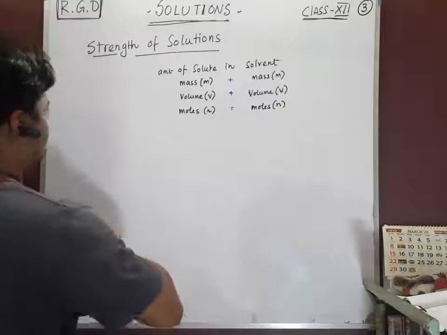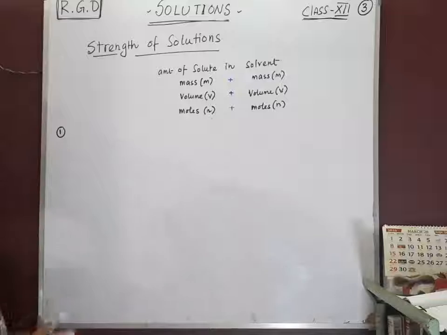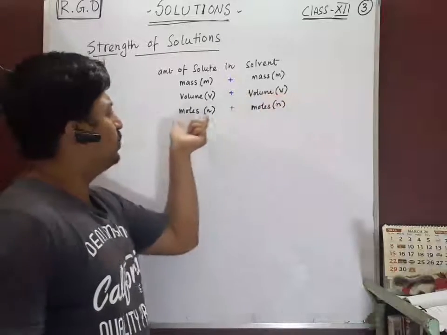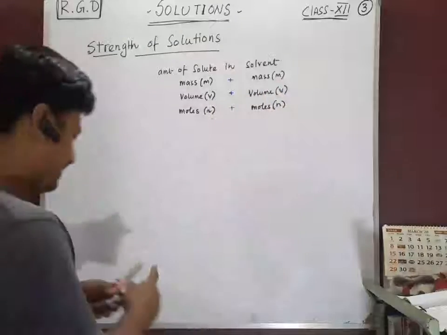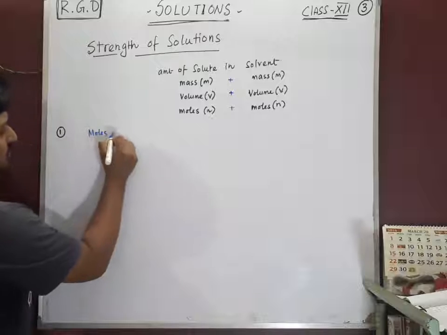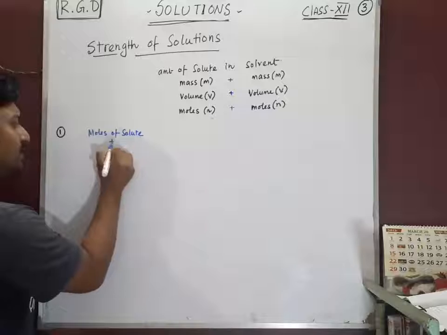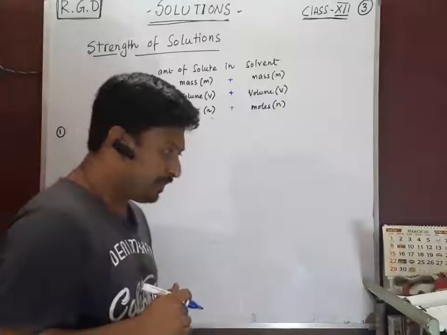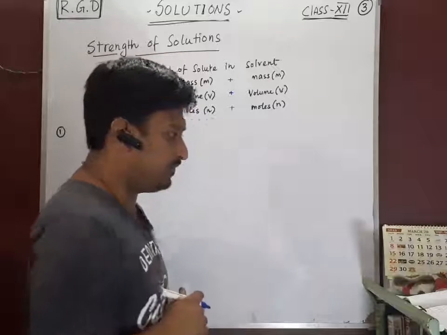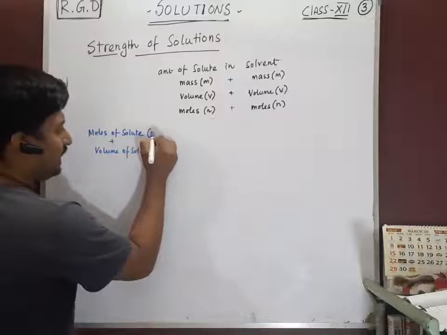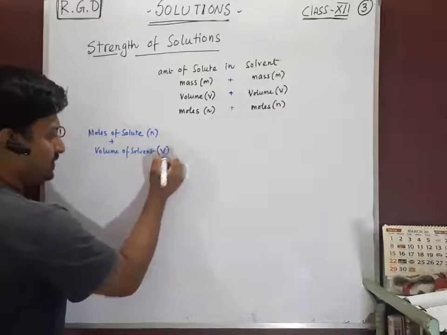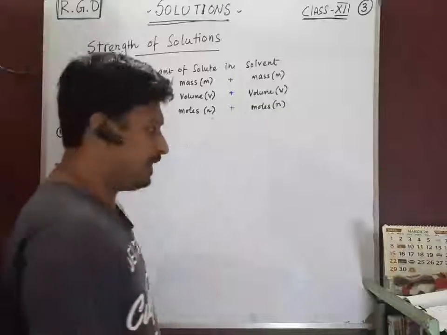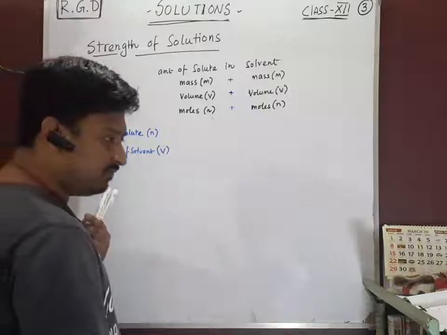Case number one: I will take moles of the solute plus volume of the solvent. If you have, let's say, n moles of solute and volume is V, then you have the ratio N by V, and the volume of the solvent is basically the volume of the solution. So this is nothing but your N by V.